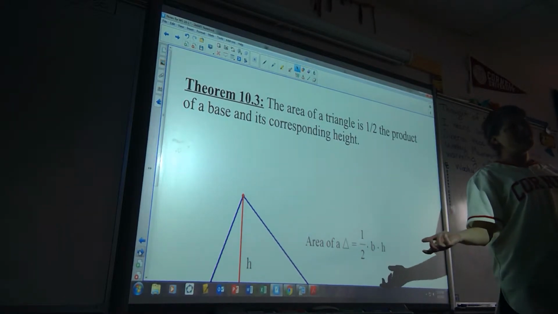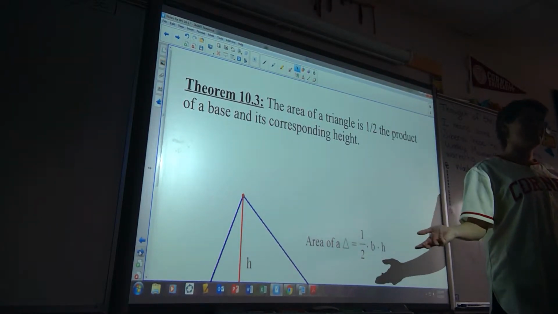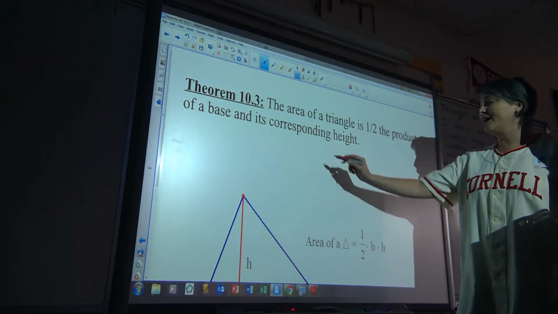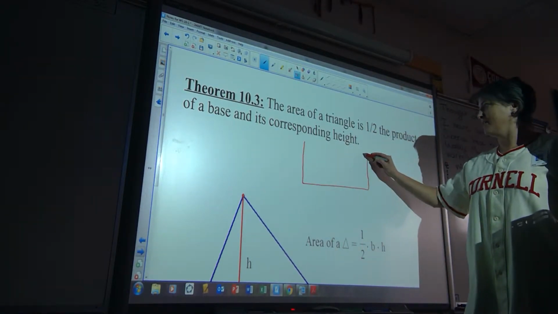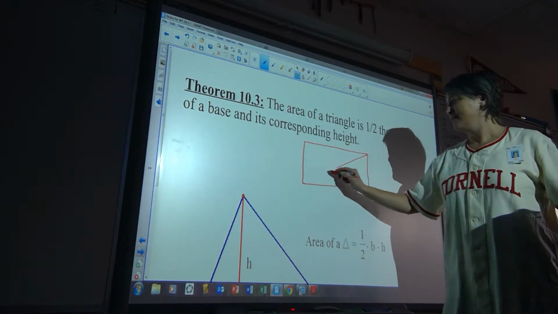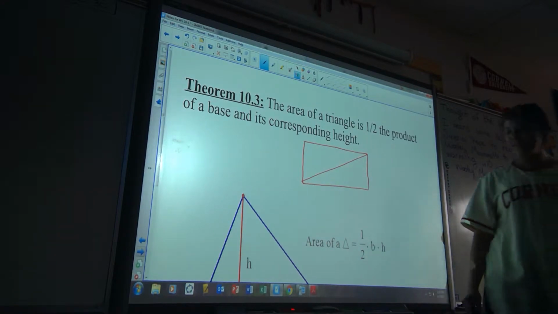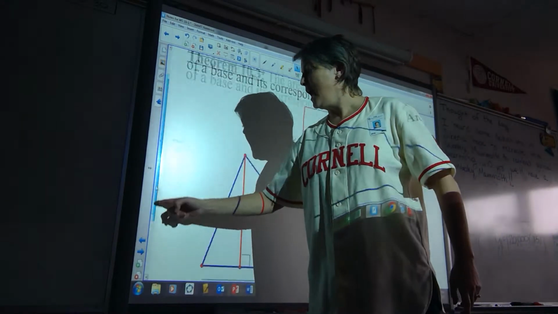Do you know why the area of the triangle is half the area of a rectangle? Two triangles make a rectangle. How about we take our rectangle, we draw a diagonal, and look at that, I got 2 different triangles. Okay. Hopefully that's a good enough proof for you.